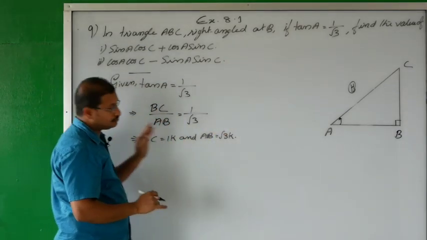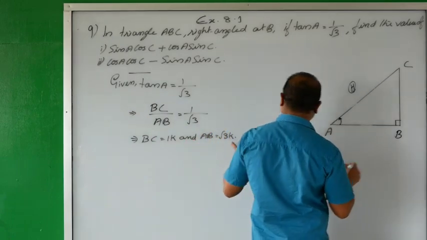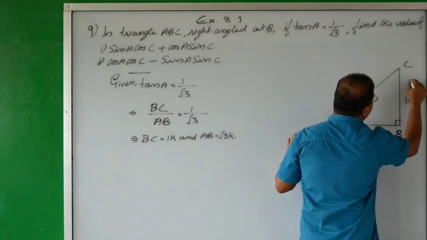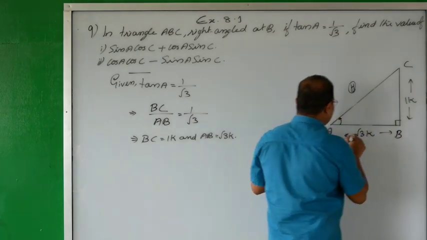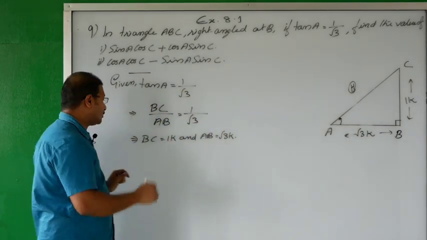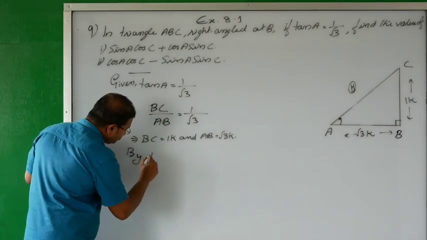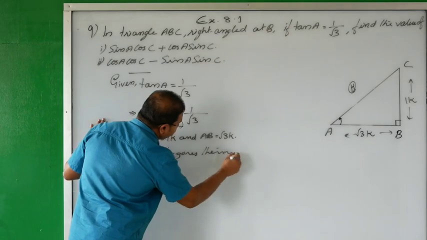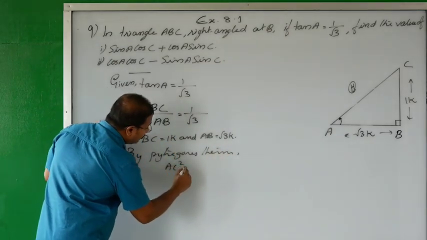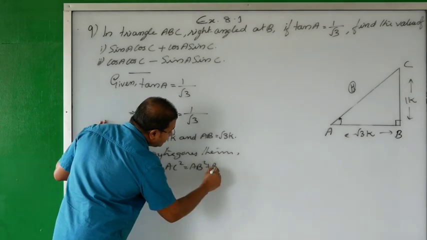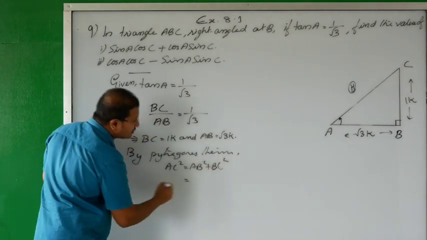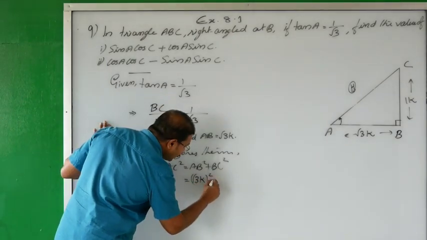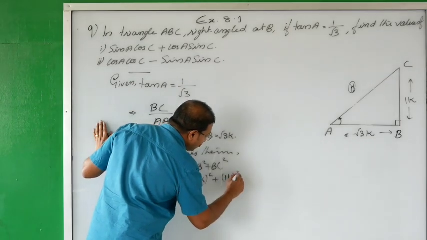Ready? Now see, we got AB, root 3K, and BC, we got it 1K. Let's find out the hypotenuse by Pythagoras theorem. By Pythagoras theorem, AC square equals AB square plus BC square, equals AB. We got the value of AB, root 3K, the whole square, plus BC, 1K, the whole square.